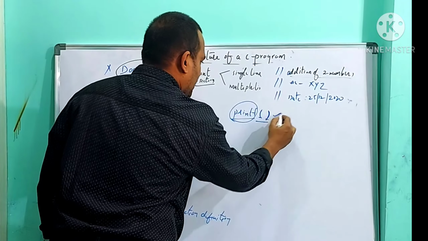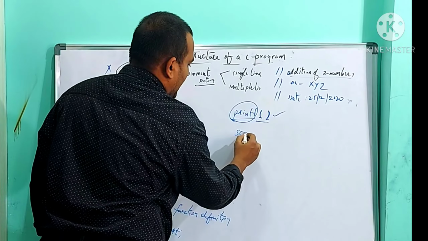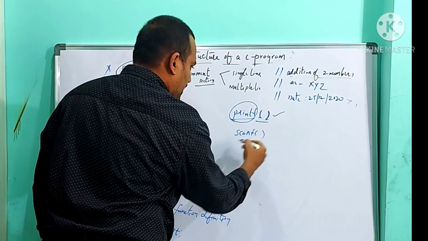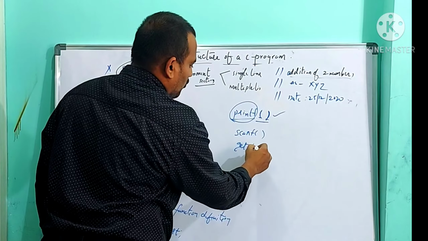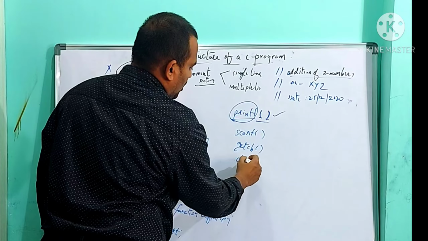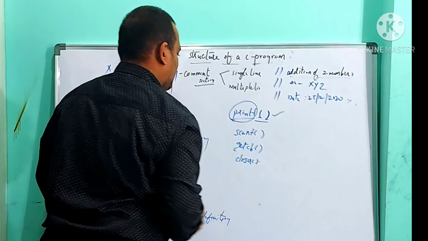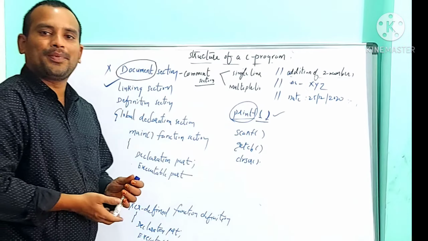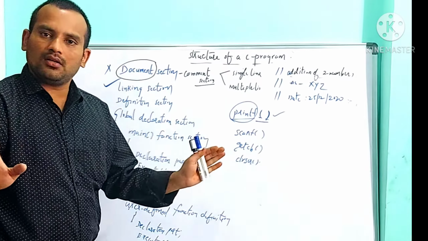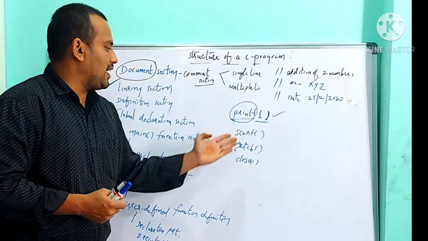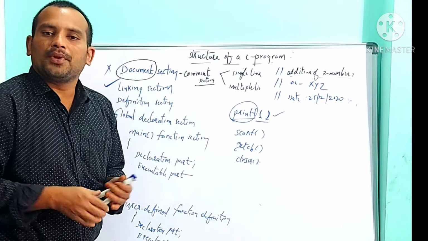printf function. Suppose scanf, a function because it contains function brackets. getch function. clrscr function. These are a few predefined functions. This topic we will discuss very clearly in the future. But remember, printf, scanf, getch, clrscr. These are called predefined functions.